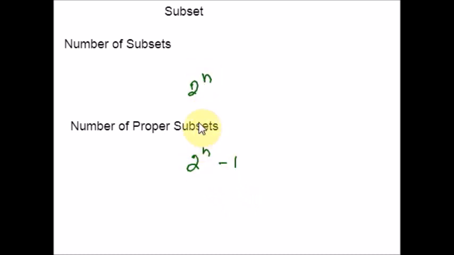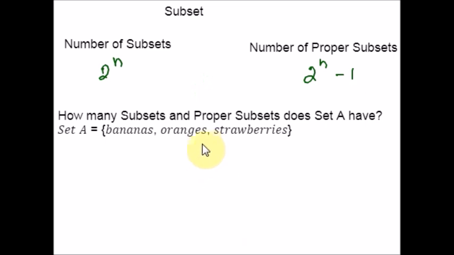Okay, let me give an example for this. Here is an example. A set A is given. The elements in this set are bananas, oranges and strawberries. We are supposed to find how many subsets and proper subsets this set A has. Okay, let us use the formula. We use the formula 2 raised to n to find the number of subsets. So here we have a set A. How many elements are there? 1, 2 and 3. So there are totally 3 elements in the set A. The number of elements is denoted by n. So here n is equal to 3.